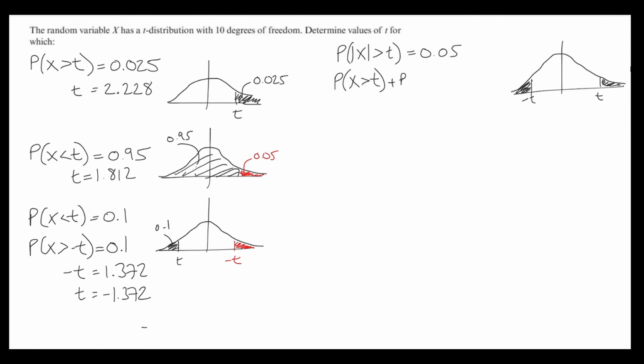Okay, so we can actually write this out as those two separate statements. So the probability that x is greater than t plus the probability x is less than negative t. That should equal 0.05. Because of symmetry, that means for each of them, it should equal 0.025, 2.5%. So let's go with that. Probability that x is greater than t equals 0.025. And this actually is the same as what we did in the first example. So t, in this case, must equal 2.228.